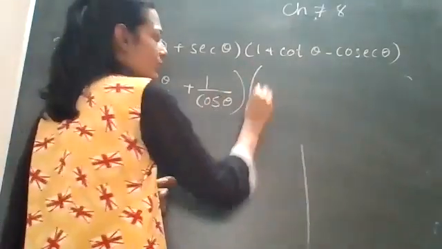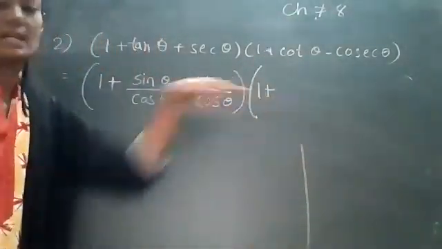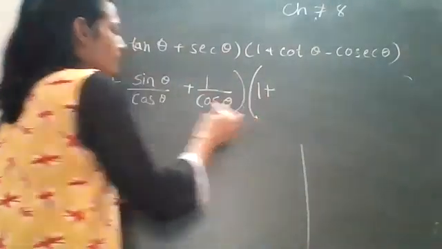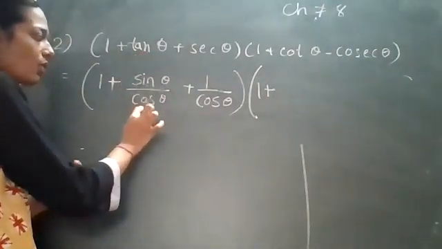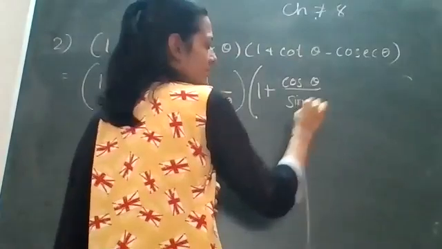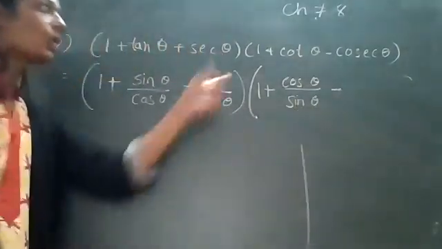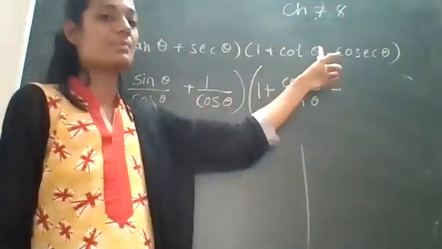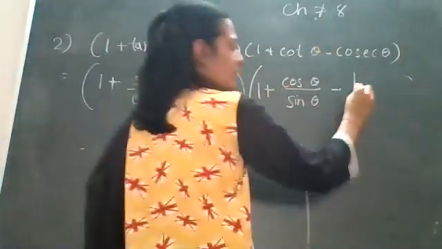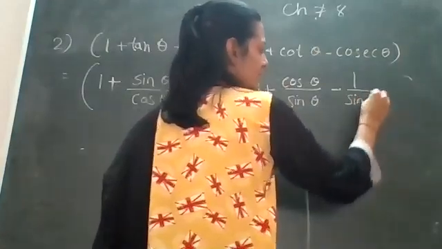Now similarly we do over here. Cot theta is the reciprocal of tan theta. Tan theta is equal to sin upon cos, so cot theta will be cos theta upon sin theta, minus cosec theta. The reciprocal of cosec is sin theta, so it becomes 1 upon sin theta.